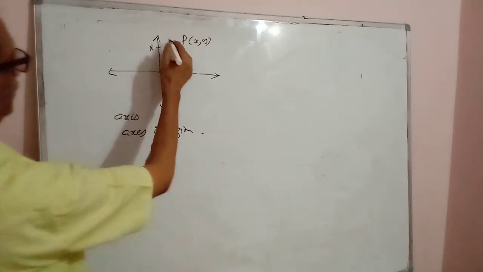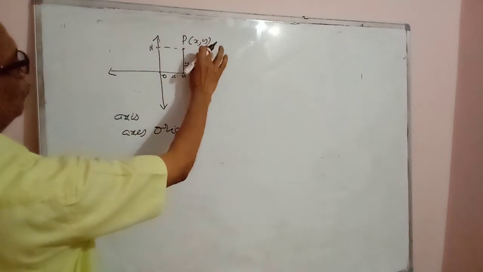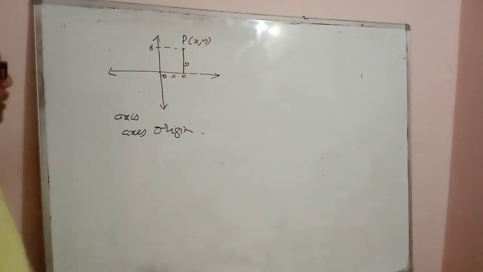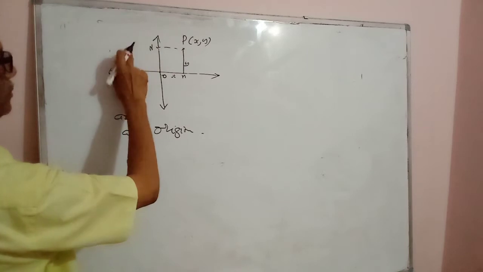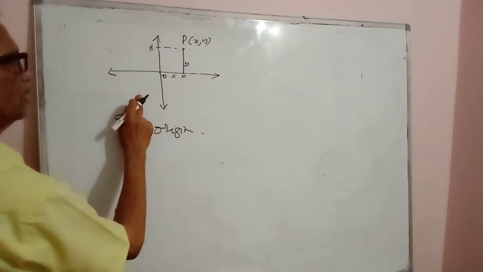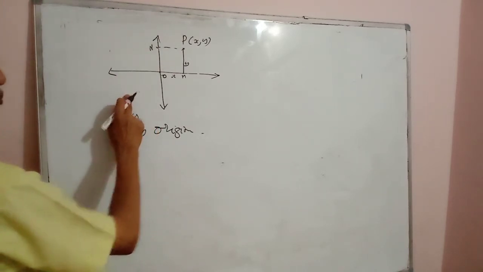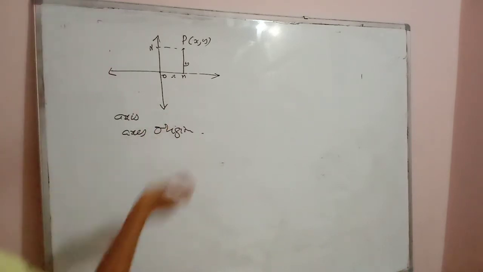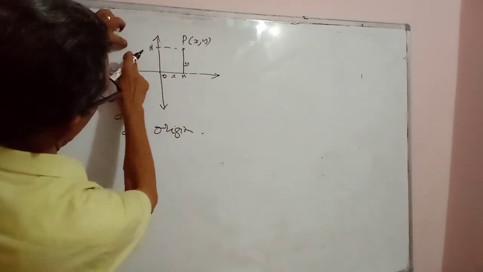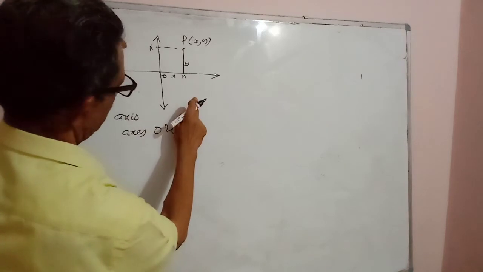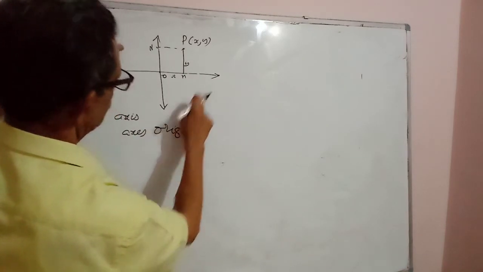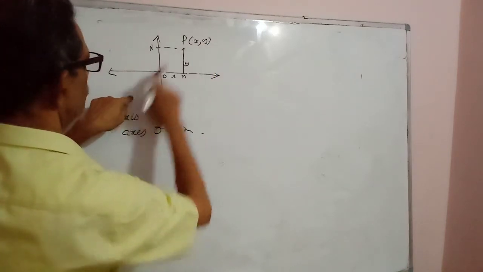If it is the first quadrant, both the coordinates have positive sign. If it is in the second quadrant, x negative, y positive. If it is the third quadrant, both are negative. If it is in the fourth quadrant, x positive, y negative. Here x negative, y positive. Here x positive, y negative. Here both are positive. Here both are negative.